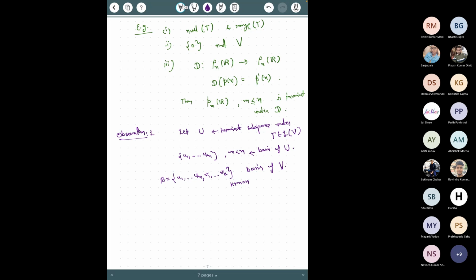Now this is the basis of V, and we have a linear operator. Can you tell me what would be the matrix representation of T with respect to this basis? A general idea of this. This is clearly an n cross n matrix, but what would be the form of this matrix of T?